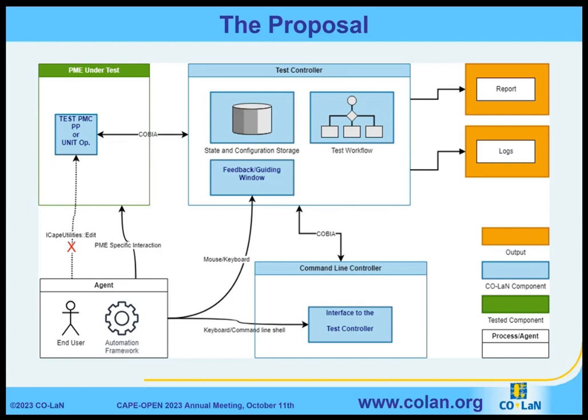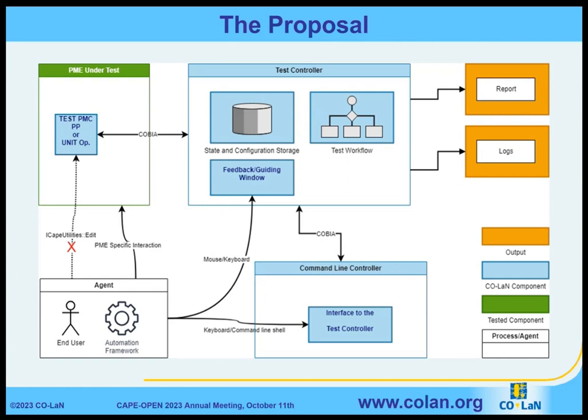So the test controller will then also produce the reports and produce any logs that we want to produce. That's not logging, that's not what CAPE does, but it is logs of the tests and so on, separate from the report. So the end user will talk to the test controller using their mouse and keyboard. They'll talk to the PME. Reports and logs. And then we've got the so-called command line controller.